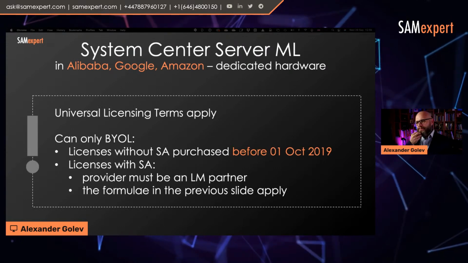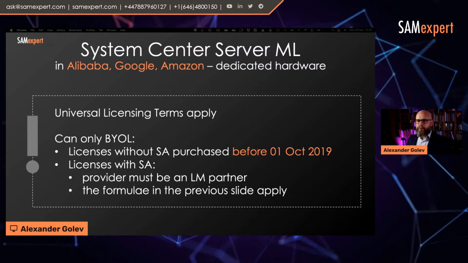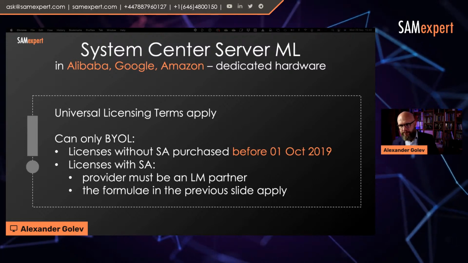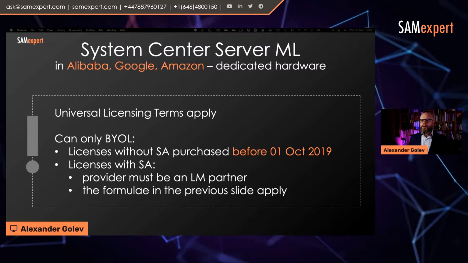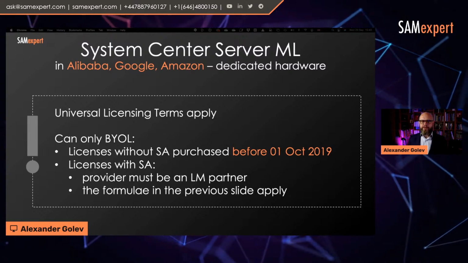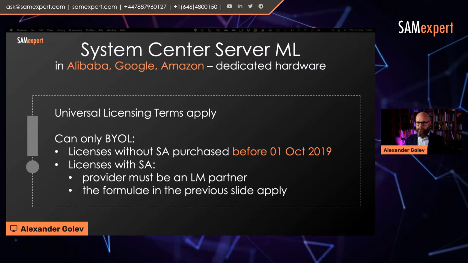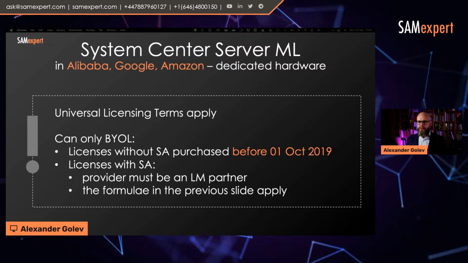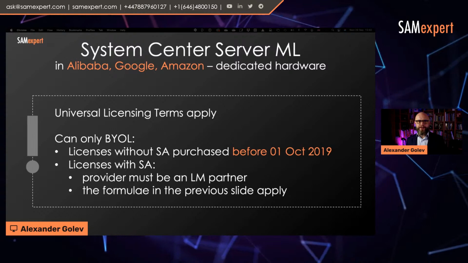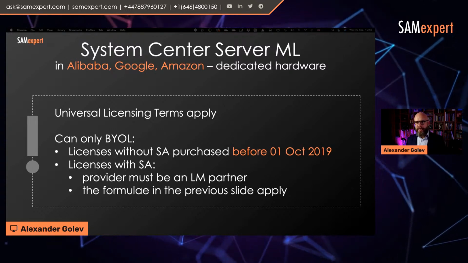Anyway, so System Center server management license in Alibaba, Google, Amazon dedicated hardware. Remember, I've just shown you dedicated hardware. So universal licensing terms apply. You may only bring your own licenses, either without SA, but the licenses that were purchased before 1st of October 2019, talking about complexity of server licensing. Or you may bring licenses with software assurance, provided that the provider is an authorized License Mobility partner.